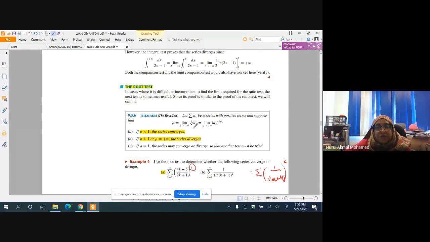So the root test says that rho is equal to the limit of the kth root of uk. How do you say this? The kth root of uk. Okay, so rho is this one.